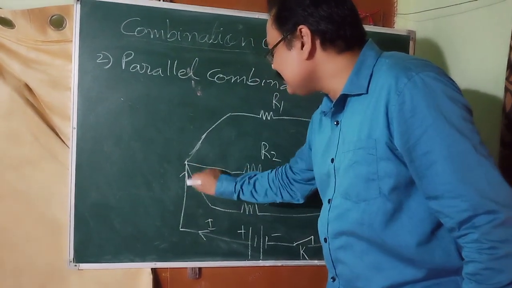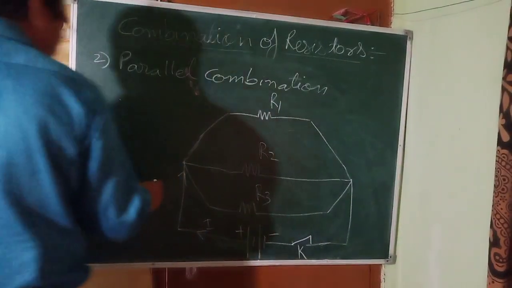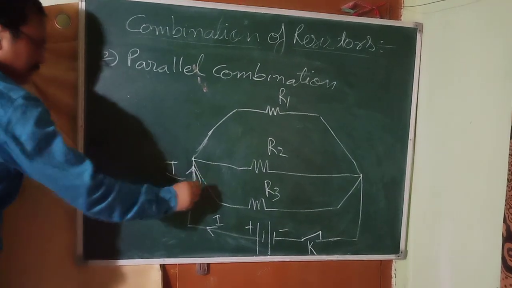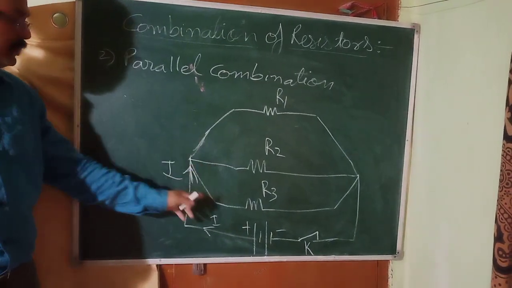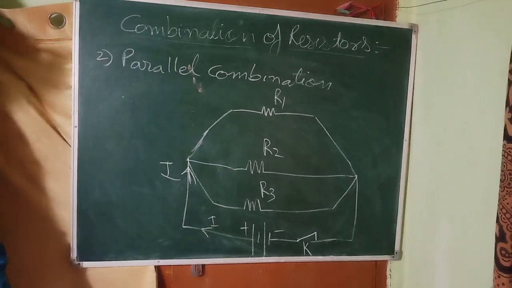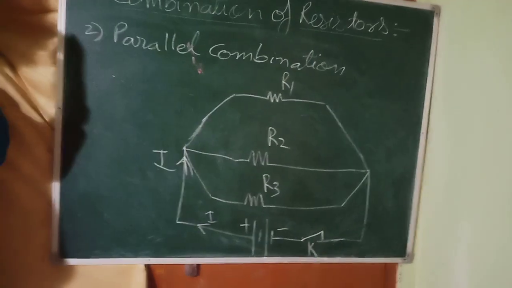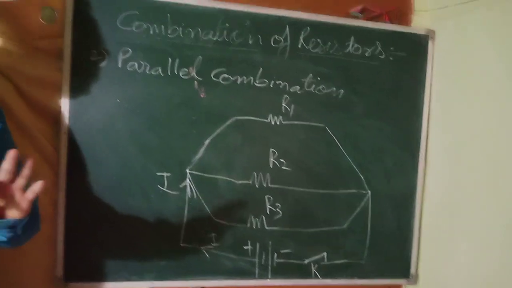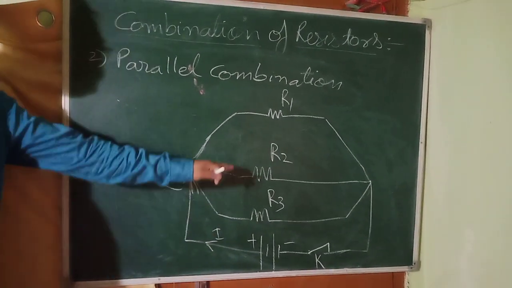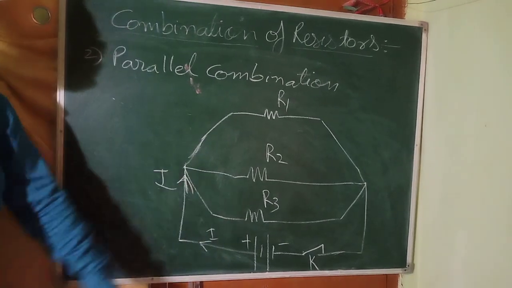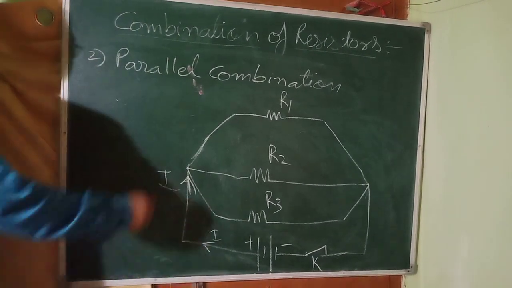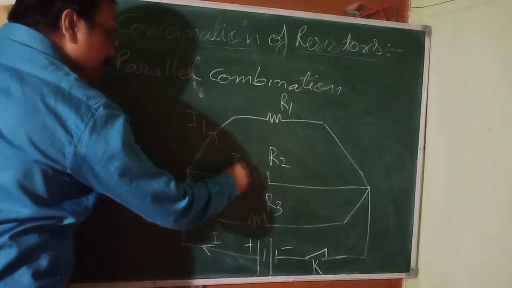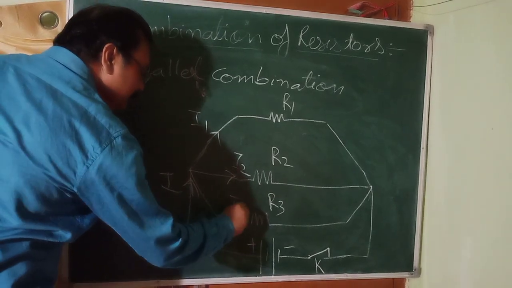The same I will reach till here. Once the current is reaching over here, what will happen? Now the current has got 3 paths. 1, 2, 3. So what will happen? Obviously it will get divided along 3 paths. How will it get divided? The path which has got lowest resistance, the more current will flow through that. The path which has got maximum resistance, the least current will flow through that. So suppose the current flowing through this is I1. Through this it is suppose I2. Through this it is suppose I3.